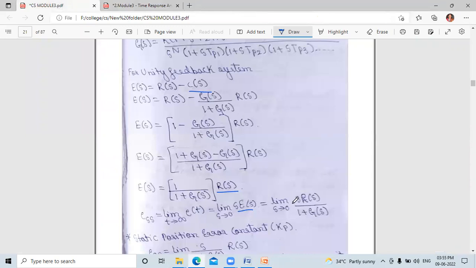Same thing I have written in the notes. Static error constants are nothing but Kp, Kv, Ka.